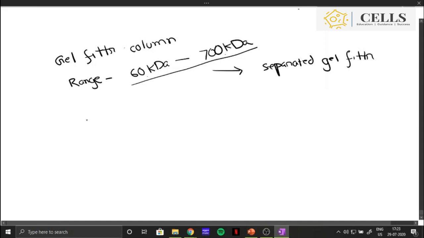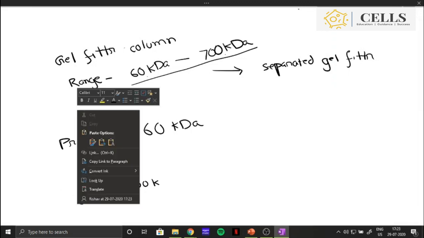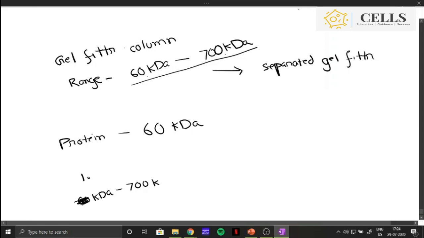So one more trivia question. For example, if you have a protein that has 60 kDa, and you have two columns: 5 kDa to 700 kDa, and 5 kDa to 70 kDa. Which one will you use for 60 kDa separation? Comment in the answer box.